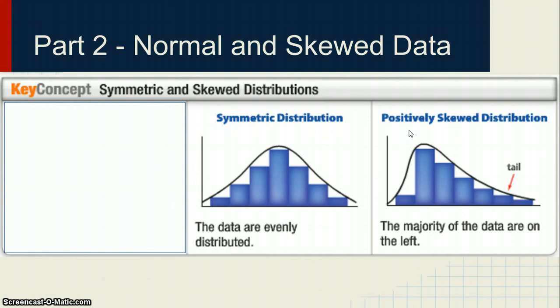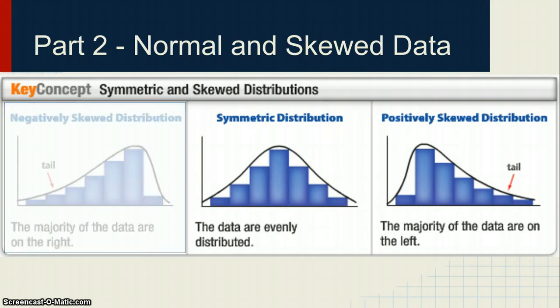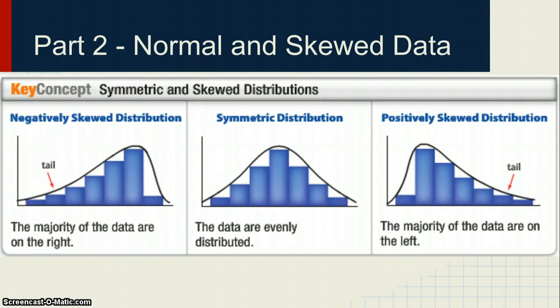Pause if you need to. And if we have a positively skewed distribution, that means we also have a negatively skewed distribution. And this is just the opposite, where the majority of the data are on the right. So most of my data is clumped up here to the left, and I've kind of pulled that tail off to the left edge here toward the negative direction. That's negatively skewed data. Okay.